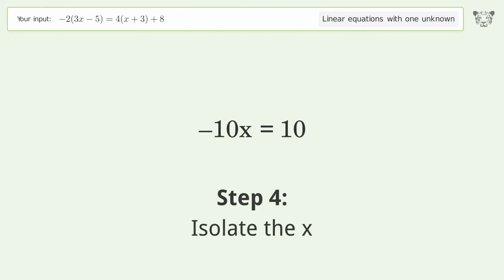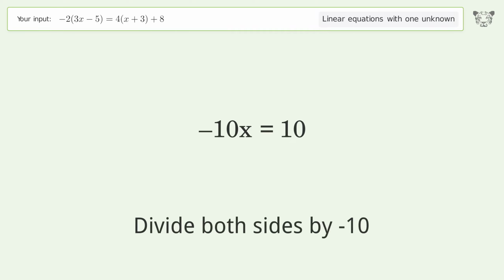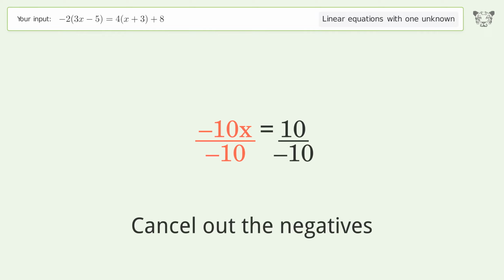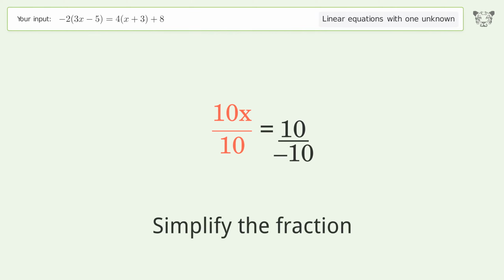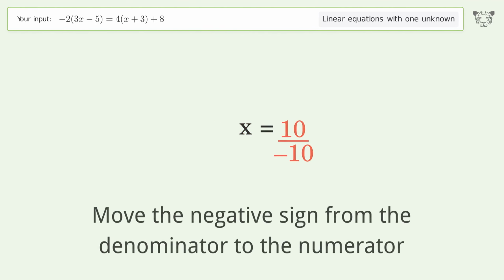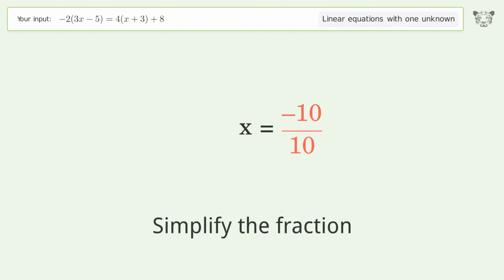Isolate the x. Divide both sides by -10. Cancel out the negatives. Simplify the fraction. Move the negative sign from the denominator to the numerator. Simplify the fraction.